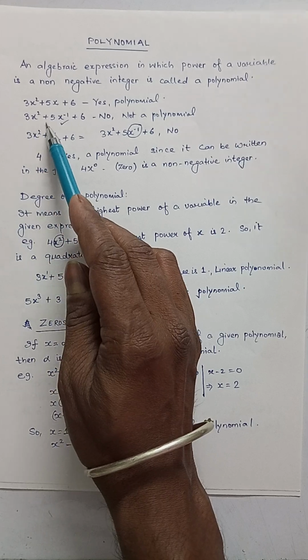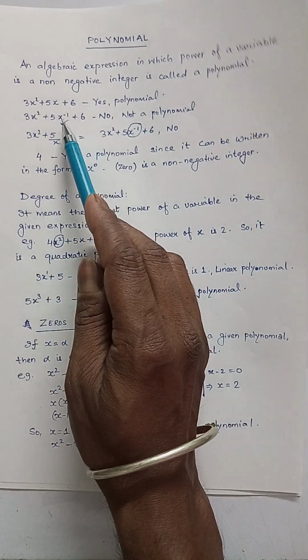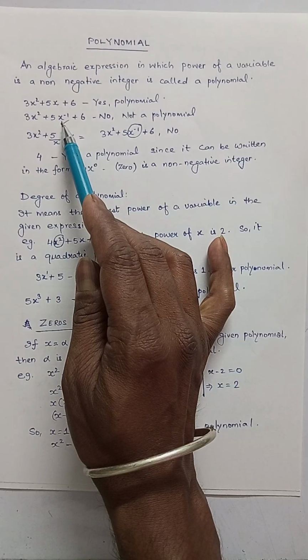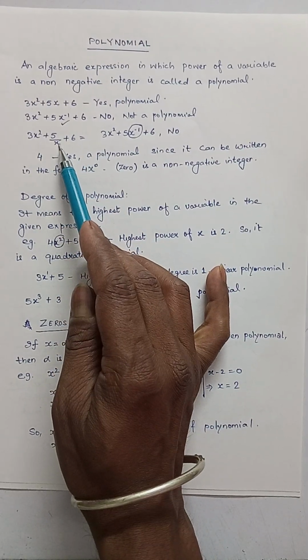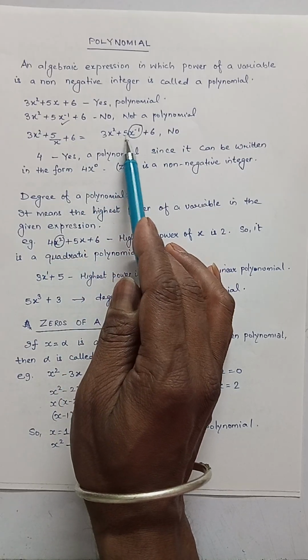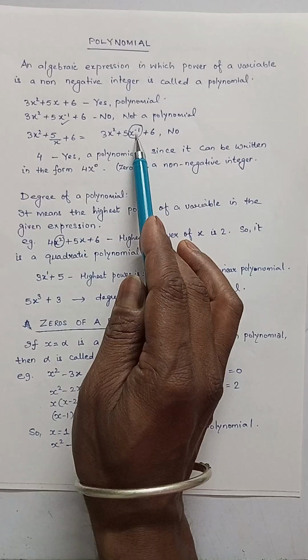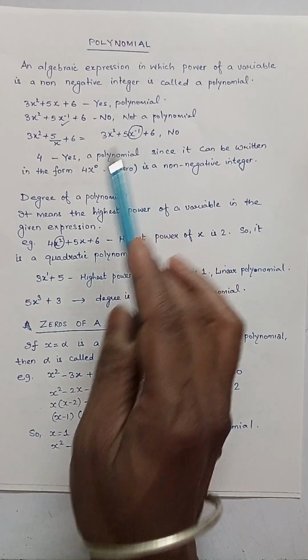3x² + 5x⁻¹ + 6 is not a polynomial because here the power of x is negative. 3x² + 5/x + 6 is also not a polynomial because if I write it in this form, we get x to the power minus 1. So it is not a polynomial because it is a negative integer.